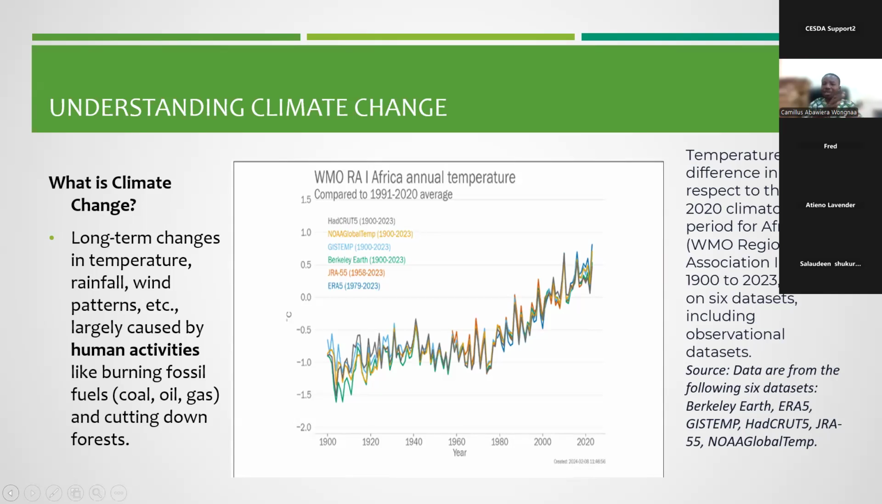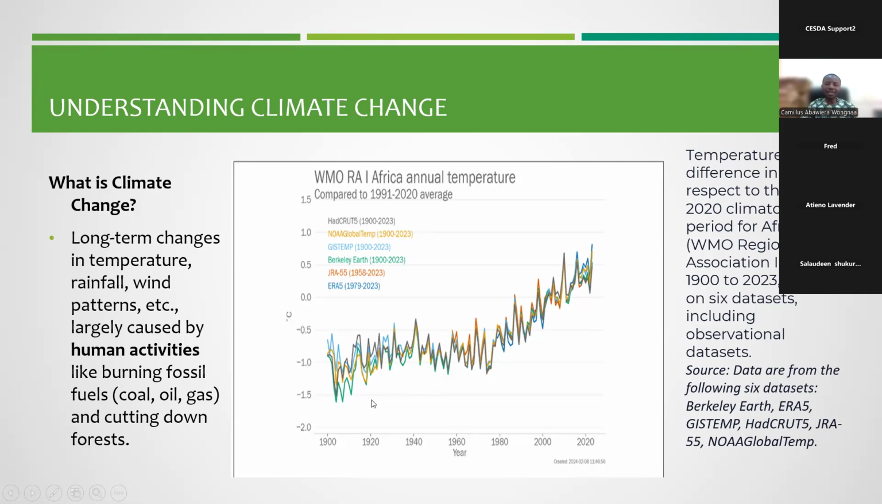The time you expect the rain, it will not come. And when the rain does come, it comes in huge quantities, sometimes destroying so many lives and properties. So I'm using this particular graph to let you know what has happened over the period. And you can see that it has been an upward, an increasing trend.